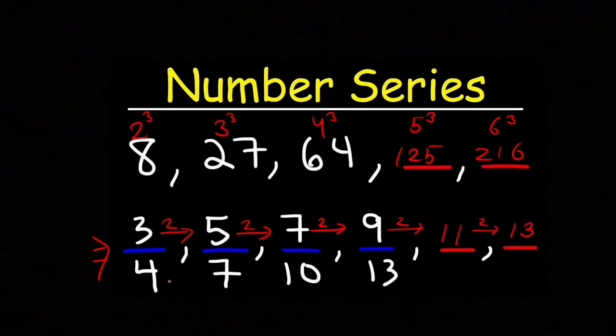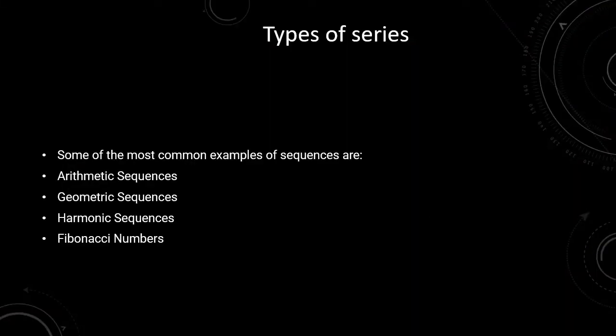And the difference between the denominators is 3. So you can write that this will be 16 and this will be 19. So these are the basic concepts of series. Now let's move on to the topic types of series.